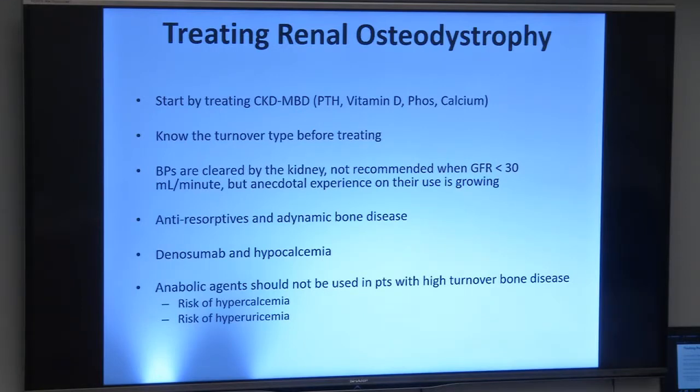You should make sure that they're vitamin D replete, and you really need to make sure that you check for safety their calcium levels about 10 days after you give the drug. Okay.